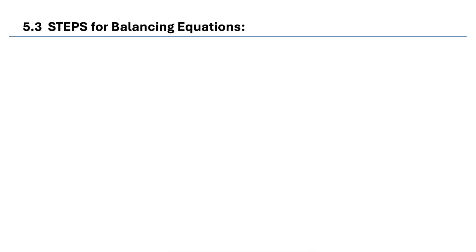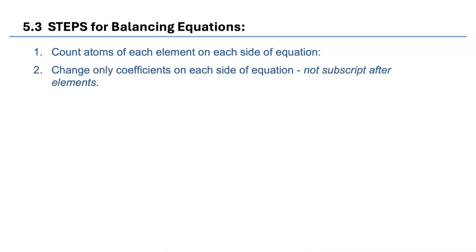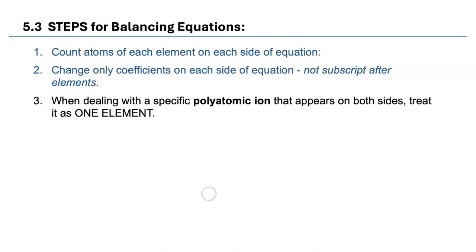So let's look at the steps to balancing equations. Step 1 is to count the atoms of each element on each side of the equation. We practiced that. And the second one, change only the coefficients on each side of the equation, not the subscript that comes after the element. We practiced doing this in the previous lesson. The black ones are the new ones.